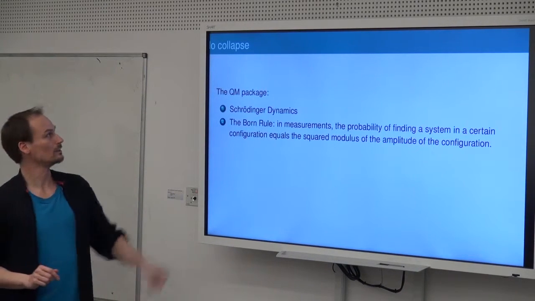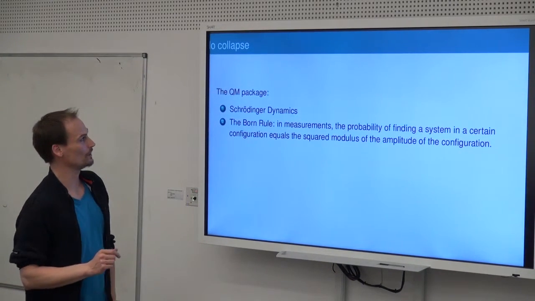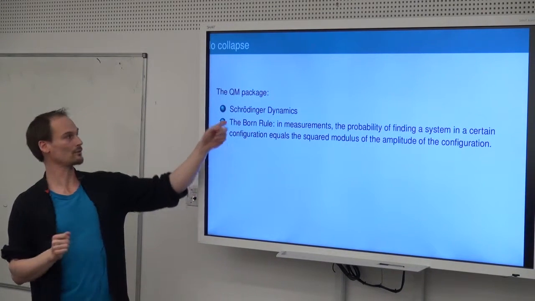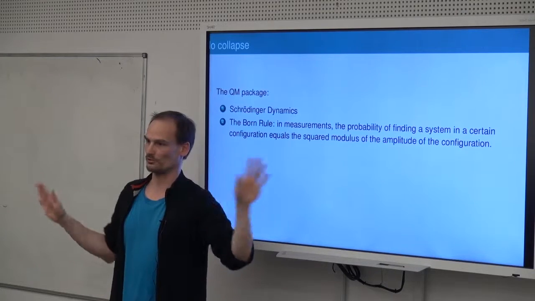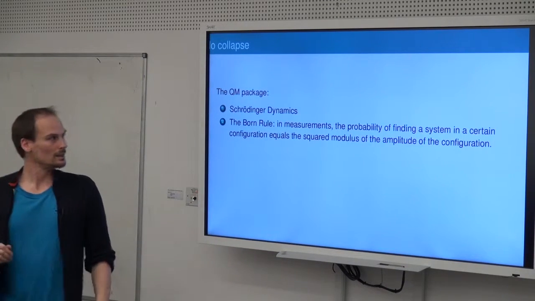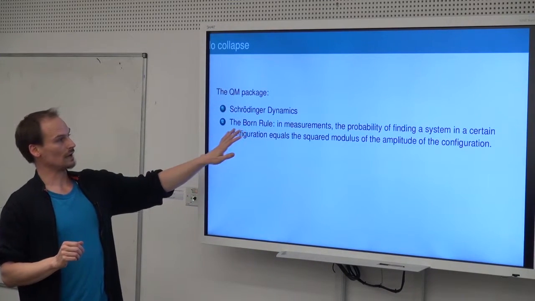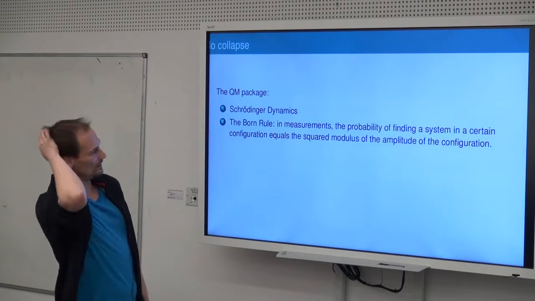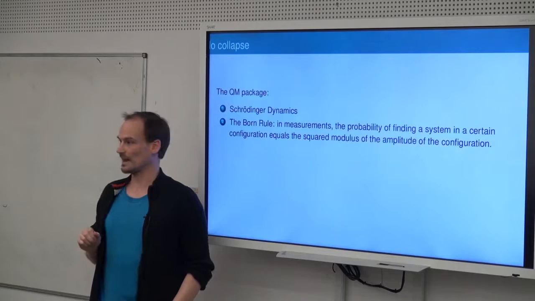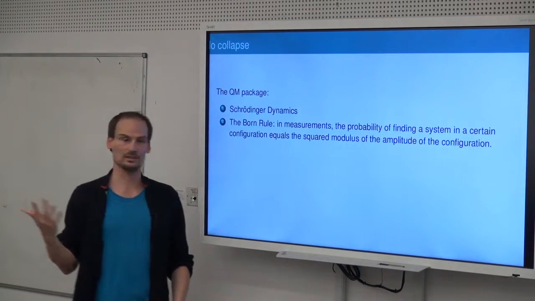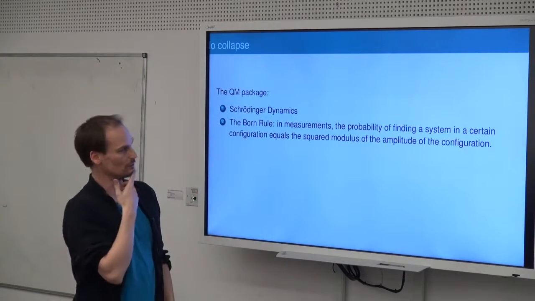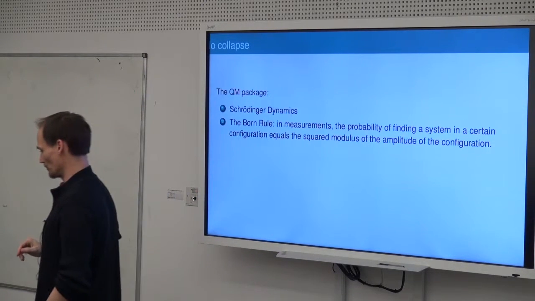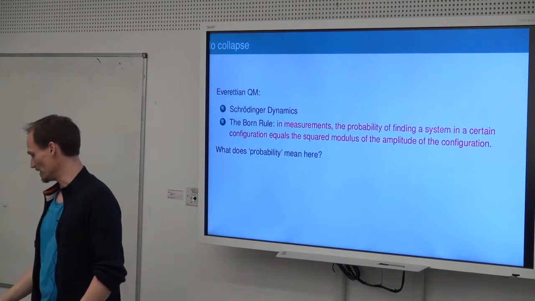So these are no-collapse accounts. We have the package we had originally. So we have Schrödinger dynamics, no exceptions. Observations, measurements, no exceptions. We still have the Born Rule, which now is again rather puzzling. The Born Rule says in measurements, the probability of finding a system, what does that now mean? We have no collapse, we have no indeterminacy. This is a deterministic system, but somehow in measurements there are probabilities of finding outcomes. So what does this mean?